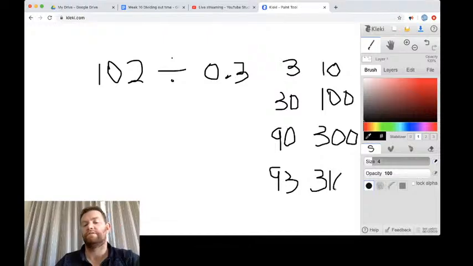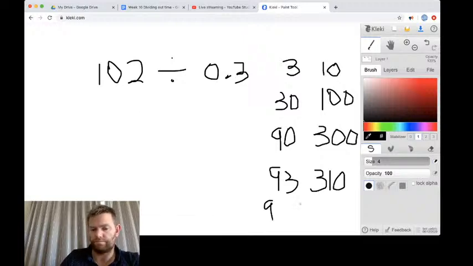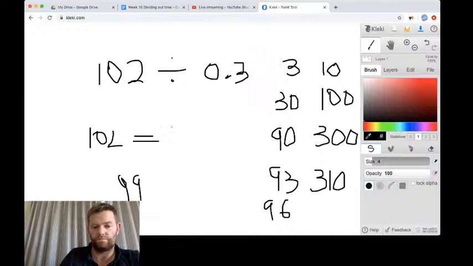And you would find out that it actually takes you 340. 96 would be 320. 99 is 330. 102 equals 340. And that's the answer to that.